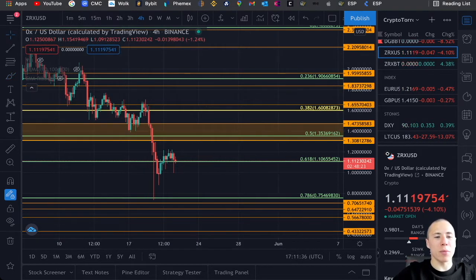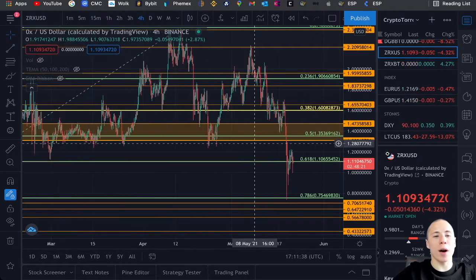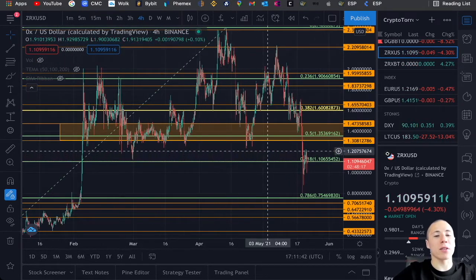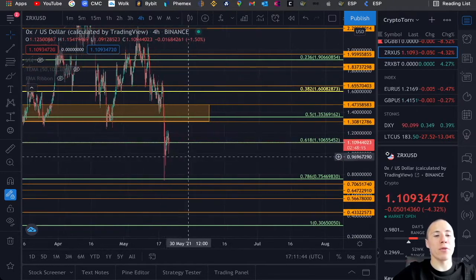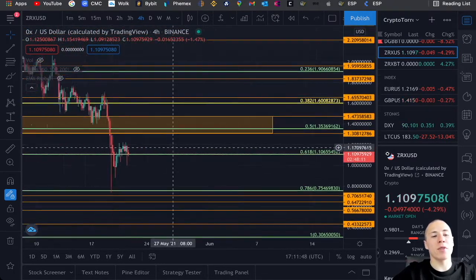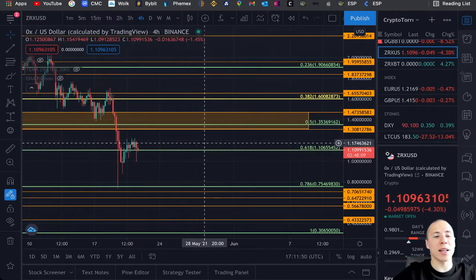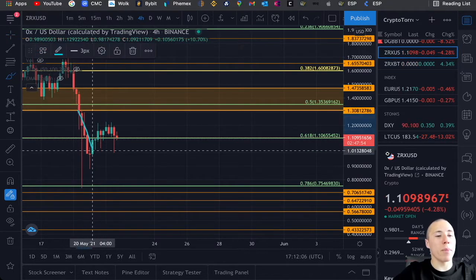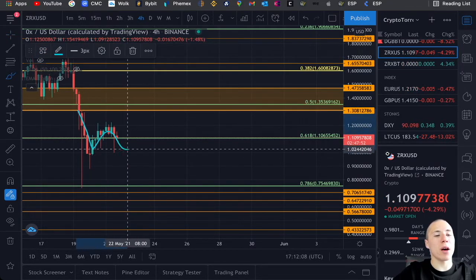So ZRX for me is looking like quite a big setback, especially because you could be saying that it will be breaking even further down below. But what I personally think is that right now, because we find support on top of this Fibonacci level, we would be seeing a reversal being created right over here on the ZRX chart by creating a W pattern.